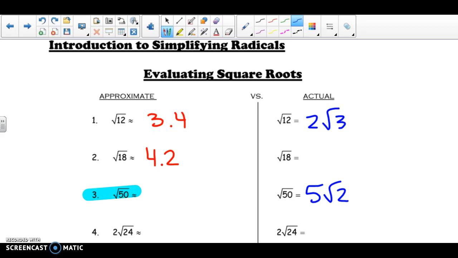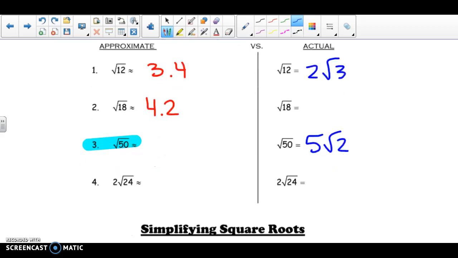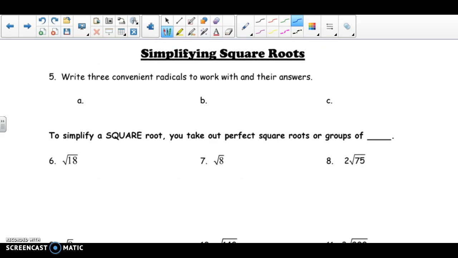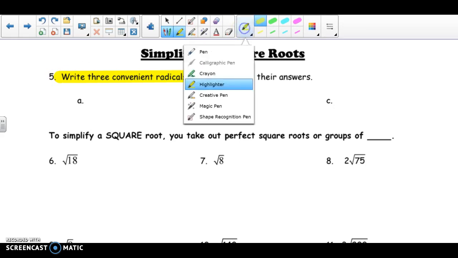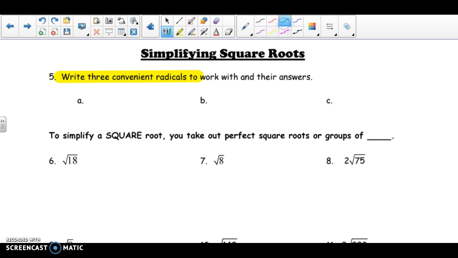We'll talk about ones like number 4 in a little bit when we're looking at problems down here. But before we get to those, I want you first to write down 3 convenient radicals, or in other words, 3 convenient square roots that we're going to be working with this chapter. And then also write down what their answers are going to be. All right, so pause this and start it up again after you write your answers.